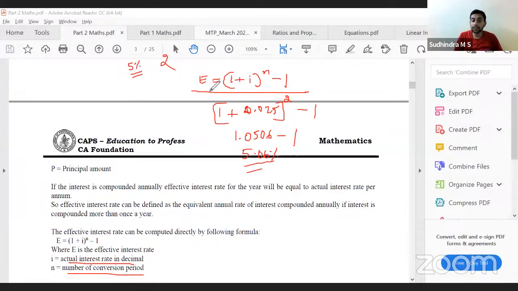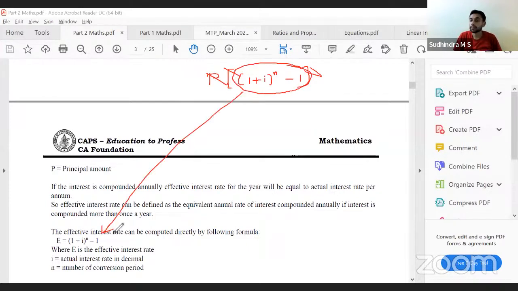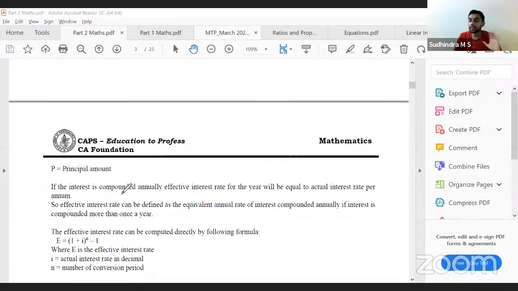So this is how we calculate effective interest rate. How are we calculating it? 1 plus i to the power of n minus 1. Now, in compound interest, how are we calculating interest? In compound interest, P into 1 plus i to the power of n minus 1. This is how we calculate interest. So ignore this P, just apply what is there in the bracket, and you will get the effective rate of interest. Compound interest divided by P gives you the effective rate of interest.